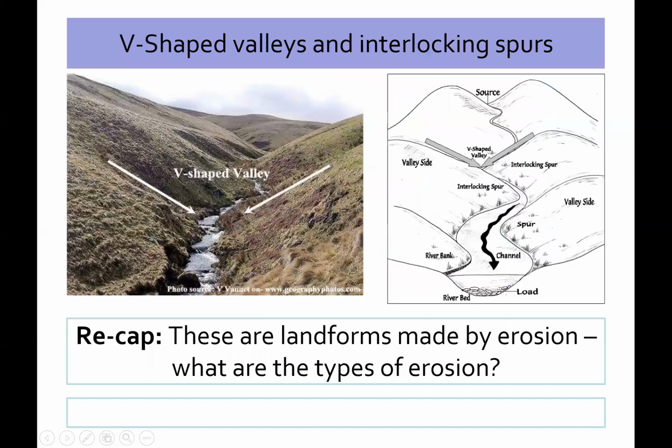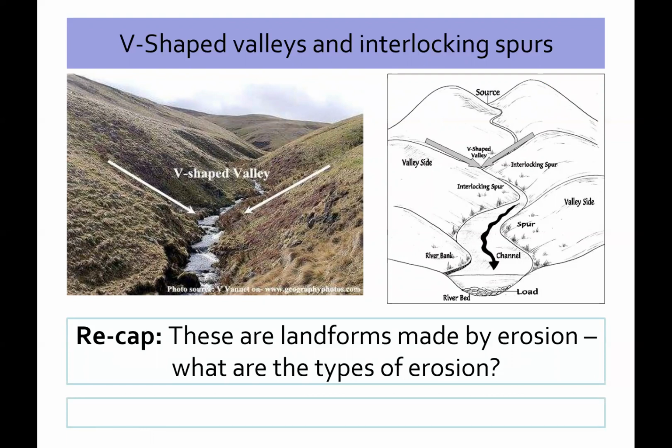So what you can see here, this is your V-shaped valley, and it's called a V-shaped valley because it looks like a V, not very imaginative. As the V-shaped valley flows, it zigzags, look. And because it zigzags, you get these sticky out sections, and we call them interlocking spurs. Imagine they're like your fingers. If you lock your fingers together, cross them over into like a V, that is what these interlocking spurs look like. But these landforms, they're made by erosion.